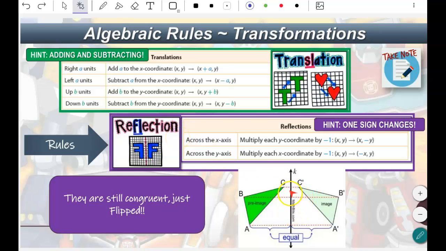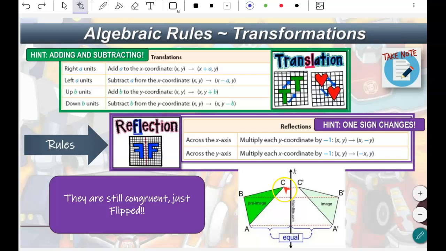So when you have a reflection, this is our original triangle here, and this is the new one. This one is reflected over the y-axis. So it's flipped over. So what happens with the rule here, when it's over the x-axis, so this is that. Let's look at this one first. So across the y-axis, like this example right here, your x's become the opposite.